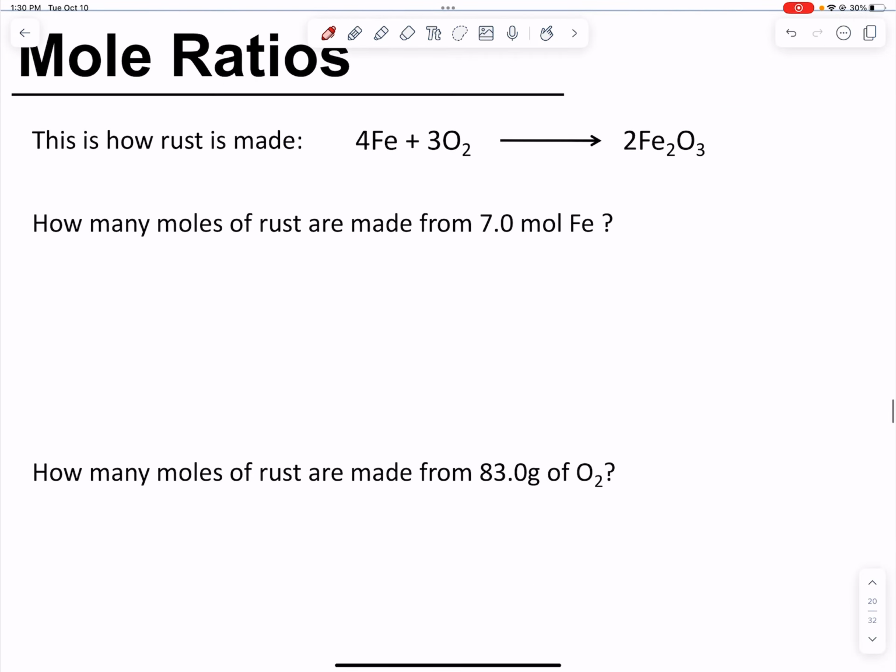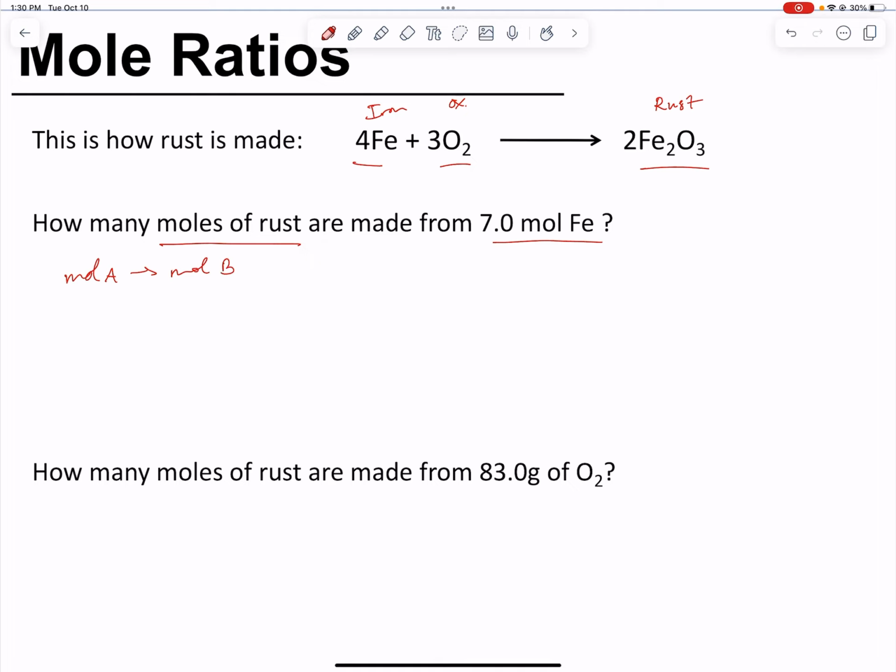All right, now we're going to use a real chemical reaction. It says this is how rust is made. Iron, when it is exposed to the air, oxygen, reacts to form Fe2O3. So our first question says how many moles of rust, so this is rust over here. This is just iron and oxygen, are made from 7 moles of iron. So we're given moles of iron and we're asked for moles of rust. This is like the moles of A to moles of B.